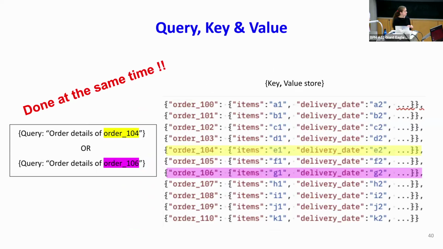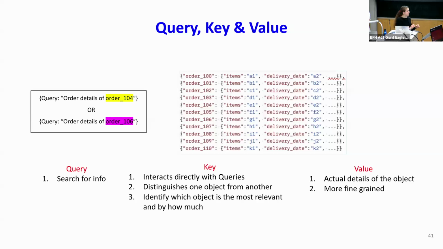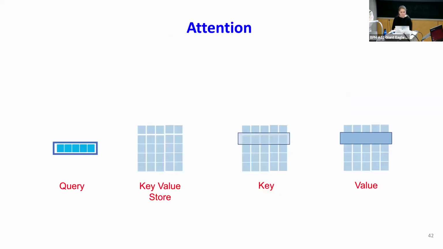And if we have multiple questions, all of them can be done at the same time. So to summarize, we have a query that searches for information, a relative question. Then we have a key that answers this question, and then a value that provides the information. And all of this can be done in parallel. So we have query, key, value, and then key and separate value.